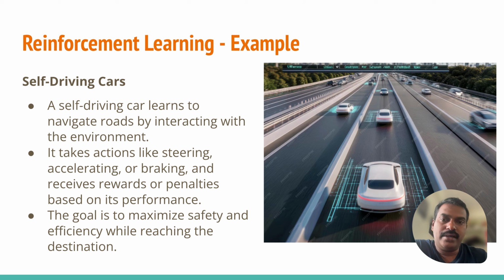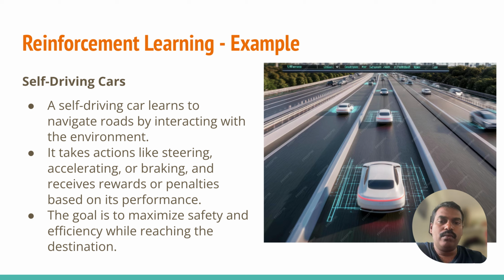In reinforcement learning, let's take the example of self-driving cars. Self-driving cars learn to navigate roads by interacting with the environment. What environment? The roads. It takes actions like steering, accelerating, or braking, and it receives a reward or a penalty. If there is a red signal and it takes the action to stop the car in front of the lane, then it's a reward. If it crosses the line, then there will be a penalty.